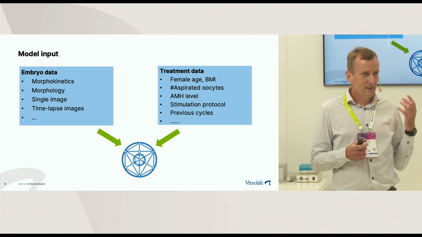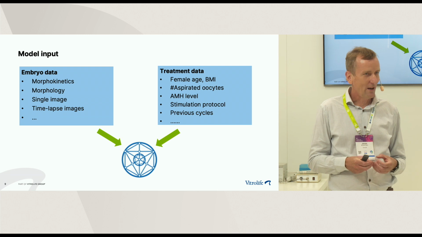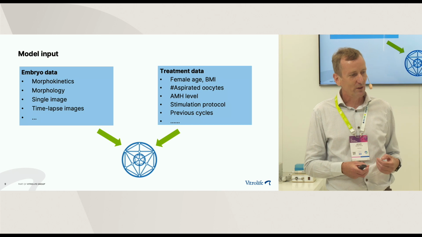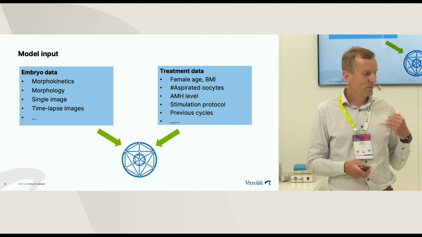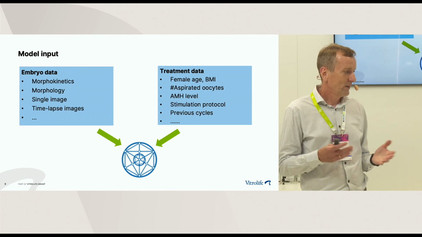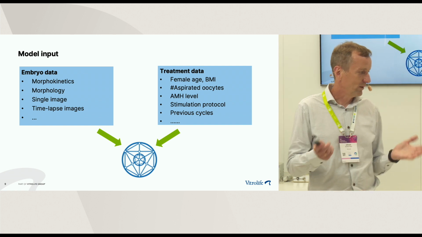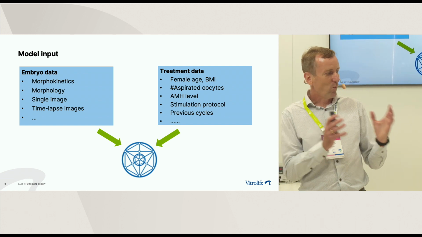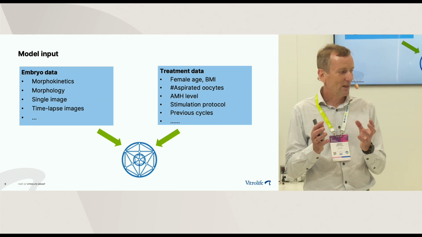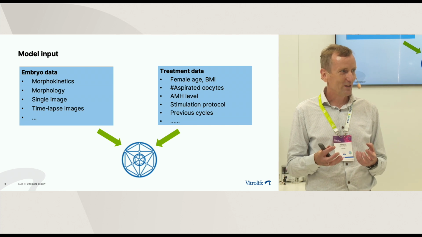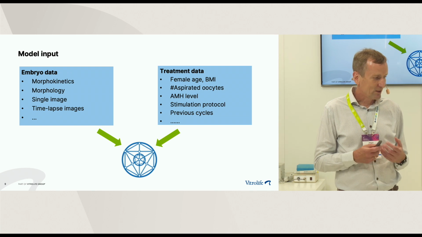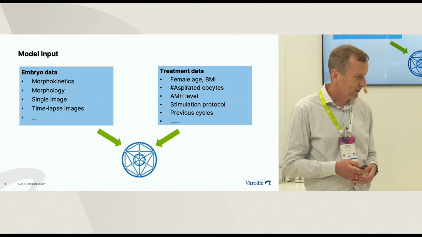Usually I would say that you have 2 categories of input. One type of input is the embryo data. That is what you observe for each single embryo. That could be morphokinetics if you're using time-lapse. It could just be a still image. Of course, it also could be the actual time-lapse sequence. That's one type of input. The other type of input is the more treatment-based input. That is where you have information about the patient, you have information about the treatment, stimulation protocols, etc.